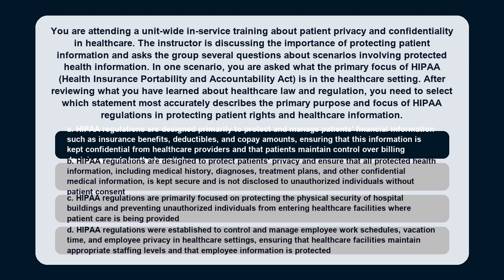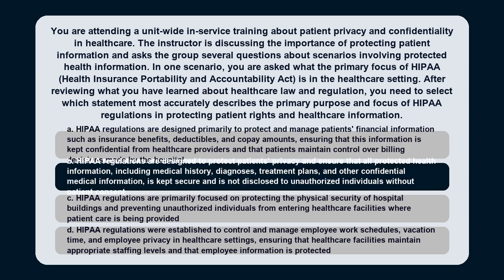Option A. HIPAA regulations are designed primarily to protect and manage patients' financial information, such as insurance benefits, deductibles, and copay amounts, ensuring that this information is kept confidential from healthcare providers and that patients maintain control over billing decisions made by the hospital. Option B. HIPAA regulations are designed to protect patients' privacy and ensure that all protected health information, including medical history, diagnoses, treatment plans, and other confidential medical information, is kept secure and is not disclosed to unauthorized individuals without patient consent.